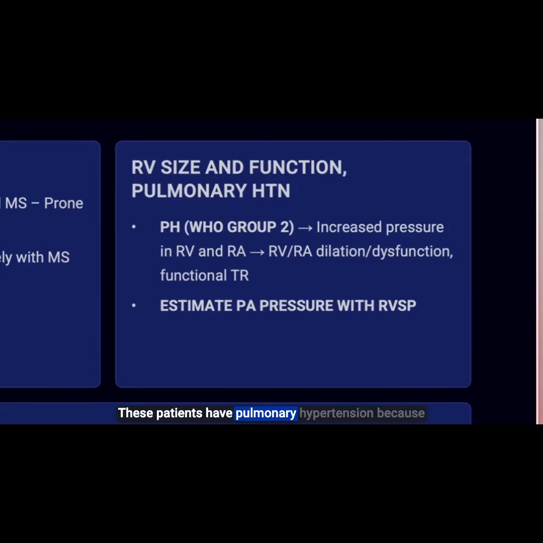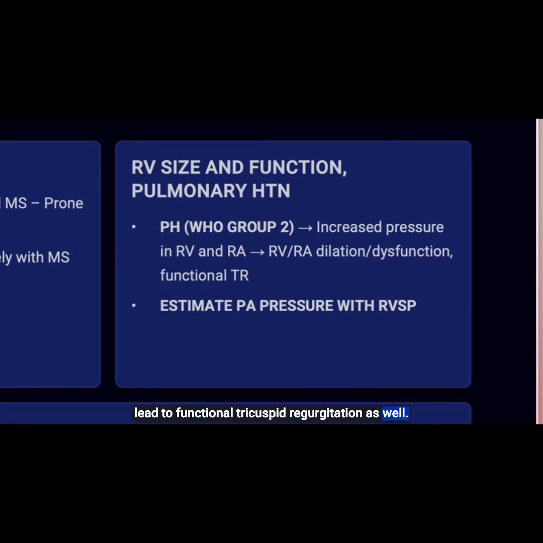These patients have pulmonary hypertension because the increased left atrial pressures cause WHO group 2 pulmonary hypertension from left-sided heart disease, which causes back pressure through the lungs and on the right side of the heart system. So this increased pressure on the RV and the RA causes dilation and dysfunction, which can also lead to functional tricuspid regurgitation as well.